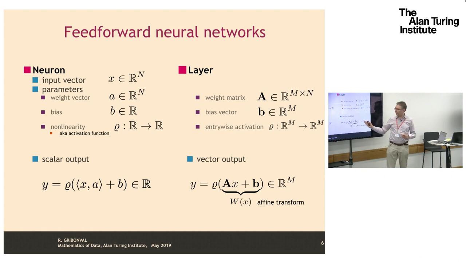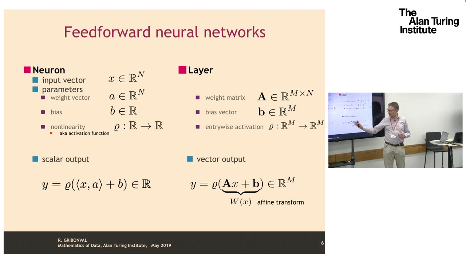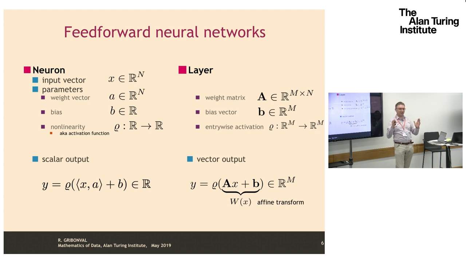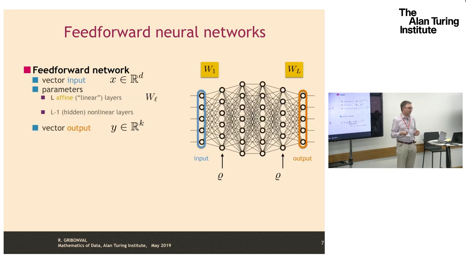And so the affine part that's used before the layer will be denoted W in the rest of this talk. So a layer of a neural network first applies an affine transform, followed by an entry-wise nonlinearity associated to a given activation function. And of course, layers are stacked together to get a feed-forward neural network.